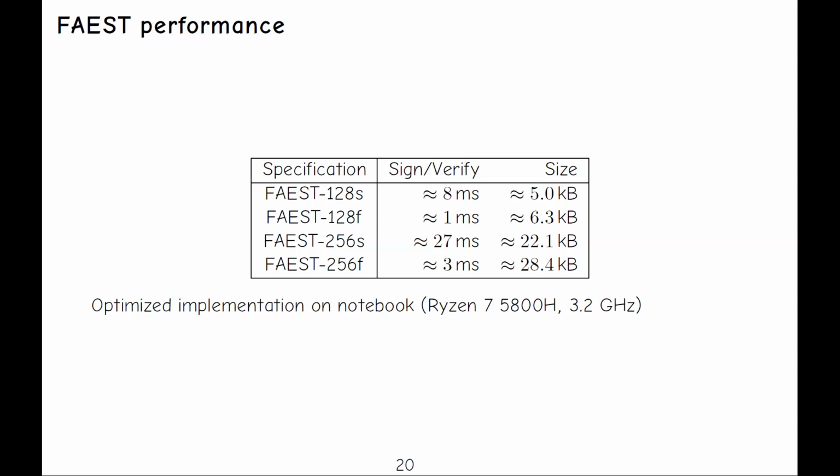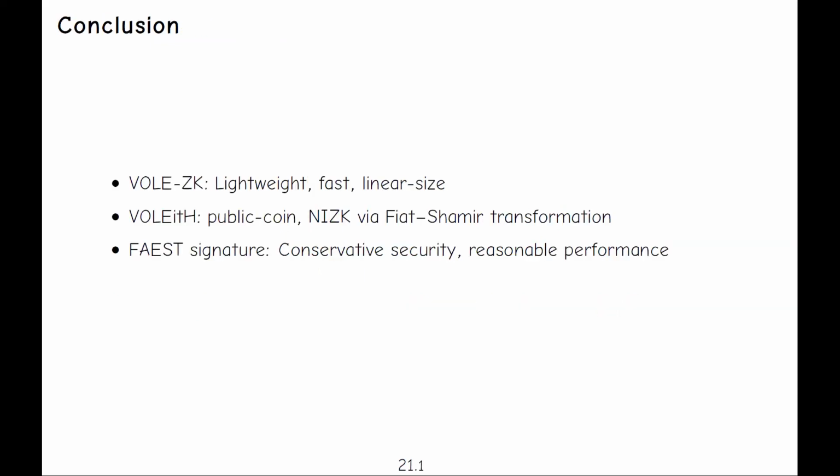And with that, we conclude. I hope I could convince you that VOLE-based zero knowledge is a type of lightweight, fast, and linear-sized zero knowledge proof system, and we can make it publicly verifiable or public coin, and we can get NISK from it using VOLE in the head. And finally, we have a conservative, in the sense of based on AES, and reasonably performant signature scheme from this VOLE-in-the-head paradigm. Yeah. Thank you.